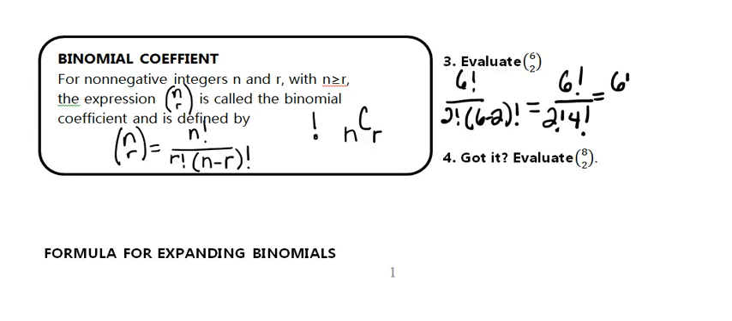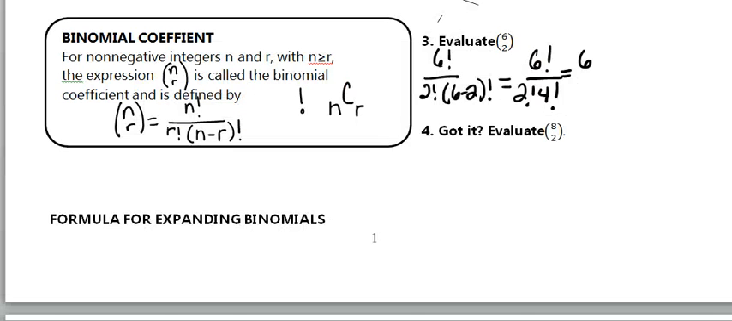And pulling out the 6 and the 5, which is 6 times 5 times 4 factorial, all over 2 times 4 factorial. And so the 4 factorials end up canceling out, so we just end up with 6 times 5 over 2 factorial. So we have 30 over 2, and this whole expression is equal to 15. Really simple mathematics. If you can go ahead and answer the got it question to evaluate 8 over 2.